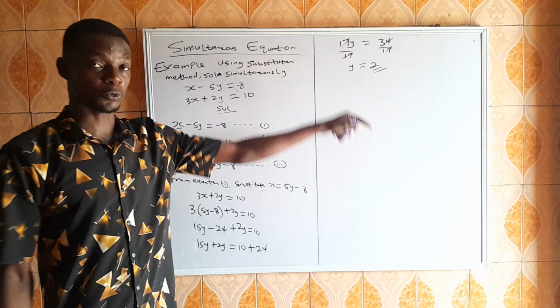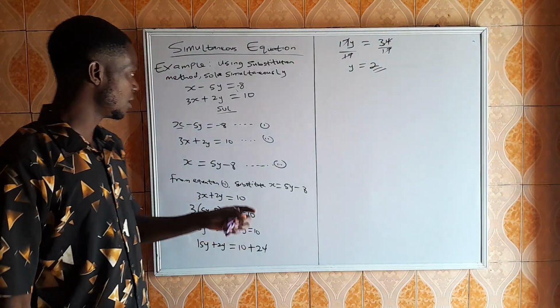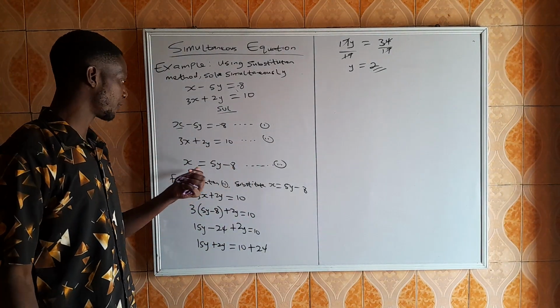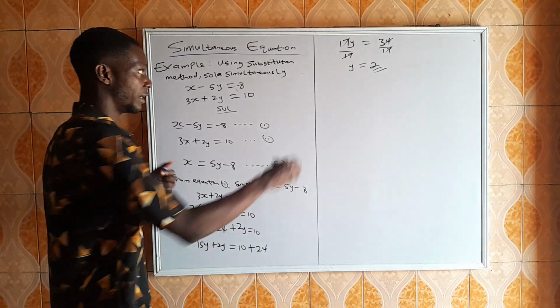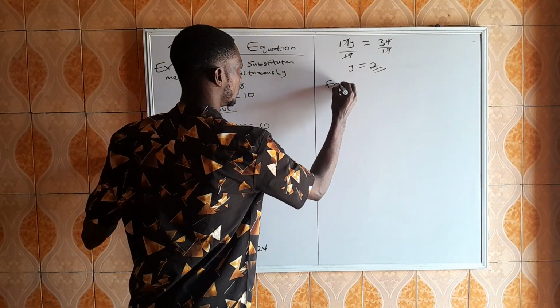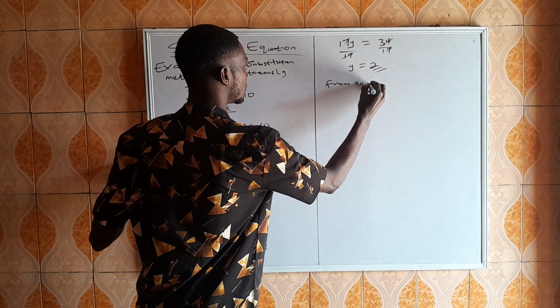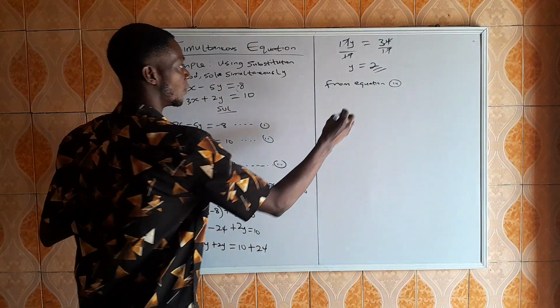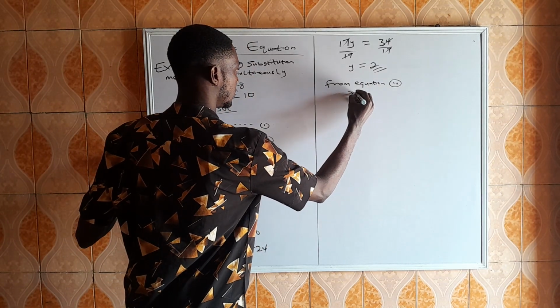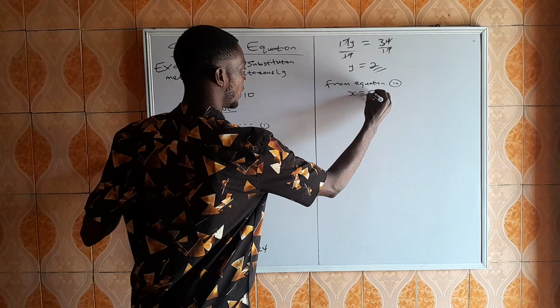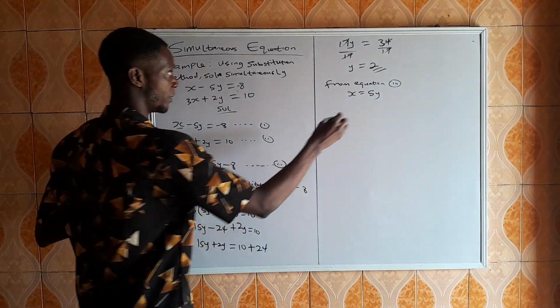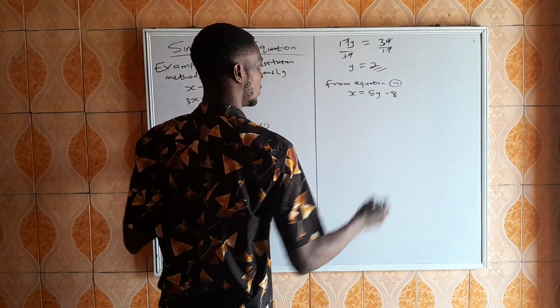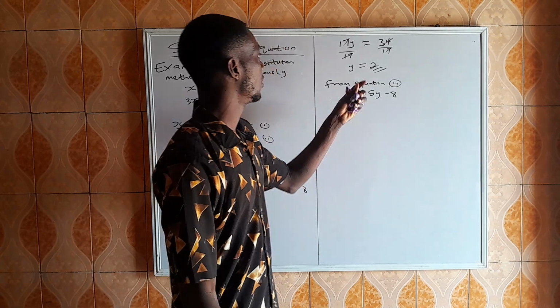Now, we have gotten the value of y. Now we need to find the value of s. So you can come back to equation 3, where you have your s, which is 5y minus 8. We want to find the value of s.